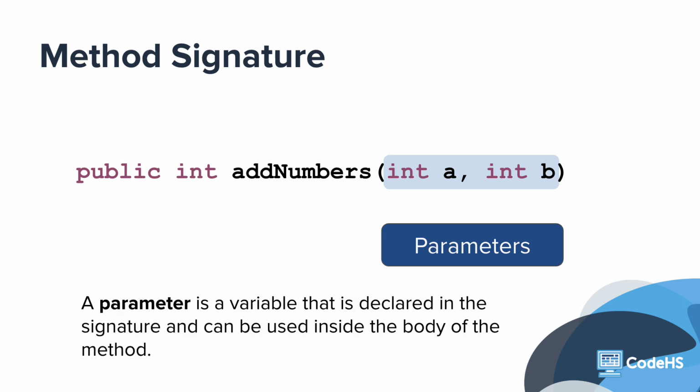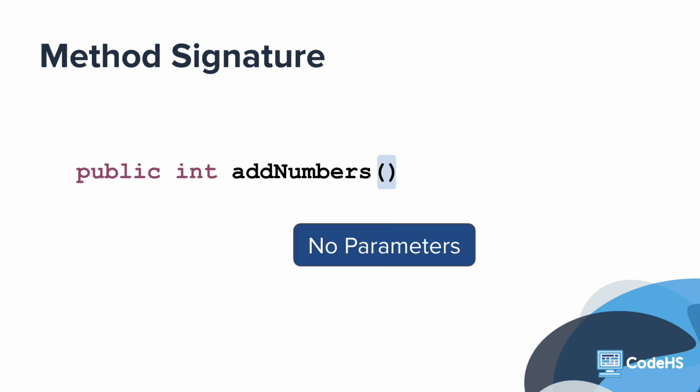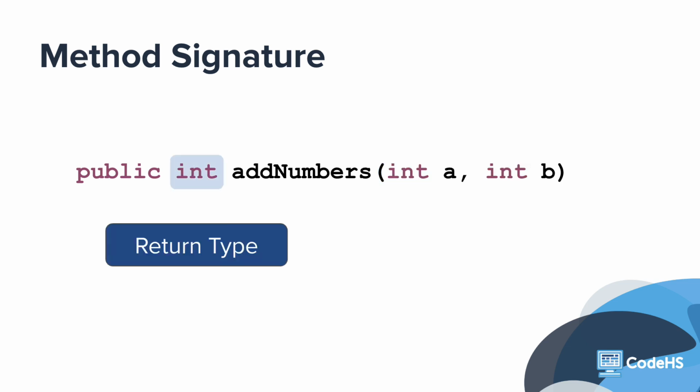A parameter is a variable that is declared in the signature and can be used inside the body of the method. This allows values to be passed in from the outside and used by the method. If a method doesn't take any parameters, you just include empty parentheses.